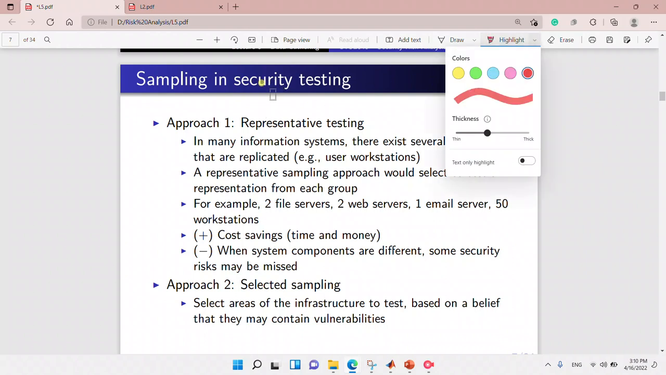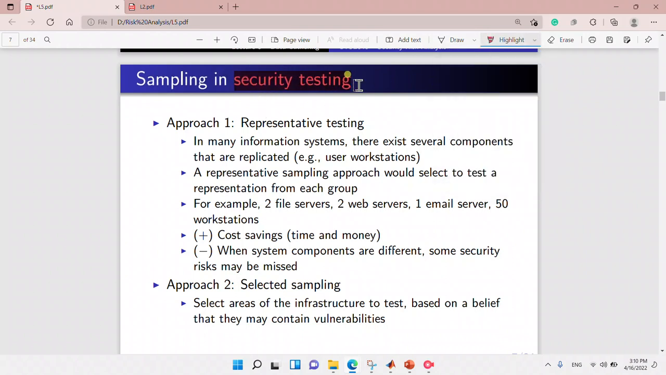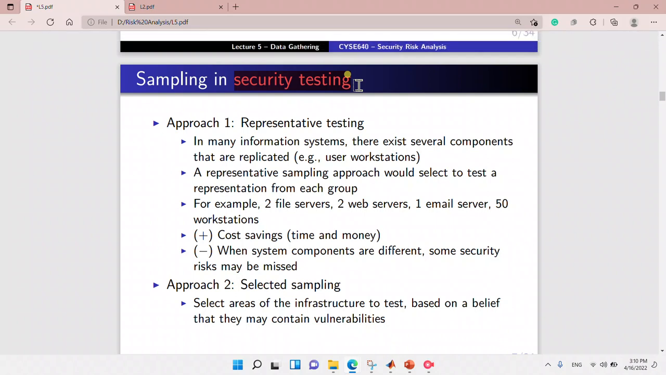طيب هلأ عنا ال security testing. اوكي فعنا ثلاثة approaches for sampling. أولا عنا ال representative testing. It means إنه عنا replication. Many information there exist several components that are replicated. Okay. A representative sampling approach would select to test a representative. A representation from each group.